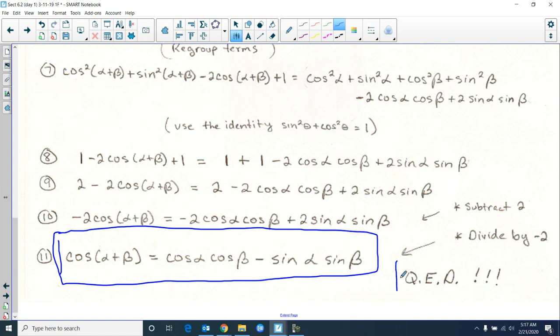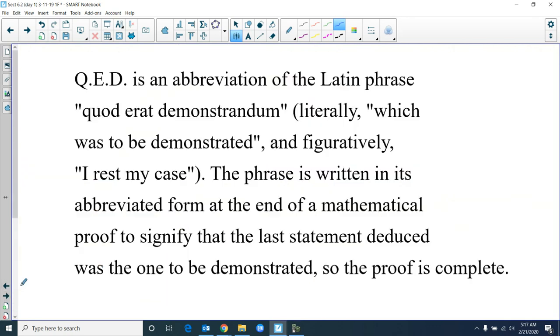Well, QED, what is that? Because I'm sure you're asking. So I'll tell you. QED is an abbreviation of the Latin phrase quod erat demonstrandum, literally, which was to be demonstrated, and figuratively, I rest my case. The phrase is written in an abbreviated form at the end of a mathematical proof to signify that the last statement deduced was the one to be demonstrated. So the proof is complete. Basically, you're saying, I am done. You do not have to put that on your proofs. That is just a little fun fact.